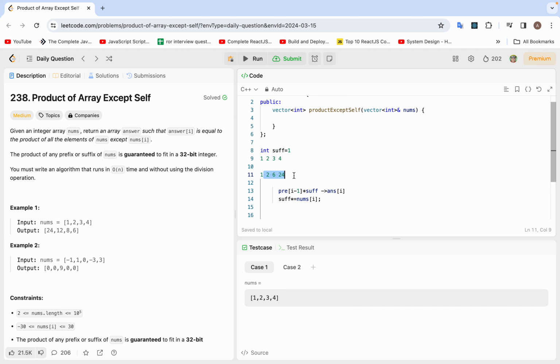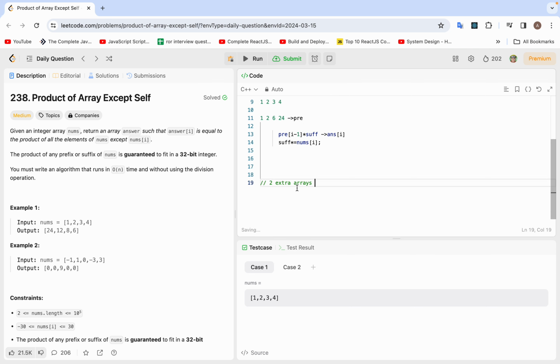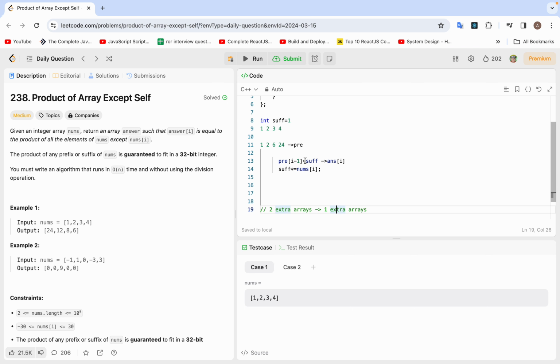We have already stored the prefix multiplication in a particular array, so we have reduced from two extra arrays to one extra array. The time complexity is already the same, O(n), but we have reduced two extra arrays to one. Let's see whether we can optimize it further or not.